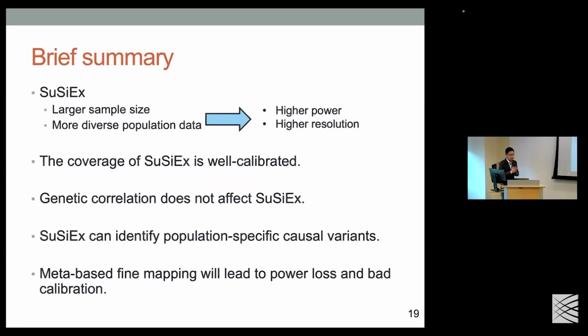So, a brief summary. With a larger sample size and more diverse populations, SuSiEx will have higher power and higher resolution. The coverage of SuSiEx is well calibrated, and the genetic correlation doesn't affect SuSiEx. SuSiEx can also identify population-specific causal variants. And meta-analysis fine-mapping leads to power loss and bad calibration.